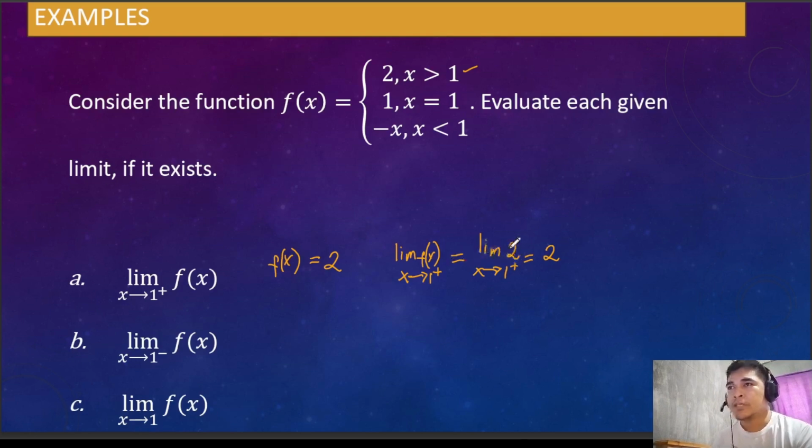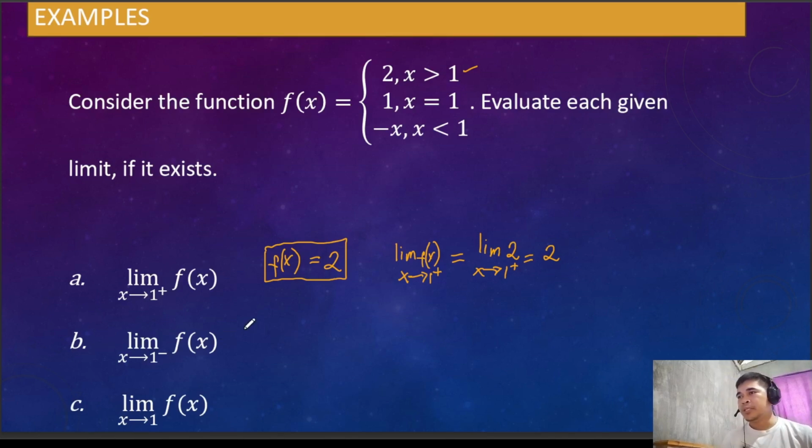So there is a 2 here. So we know the value of f of x from the given. If x is greater than 1, the indicator here, the plus sign, is from the right side, meaning greater than 1, closer and closer from that side. So we got 2. So our limit for f of x here is 2. So the limit of 2 is 2.